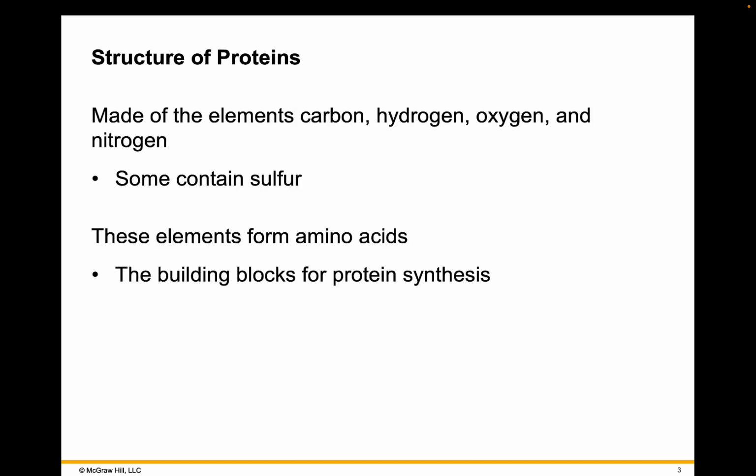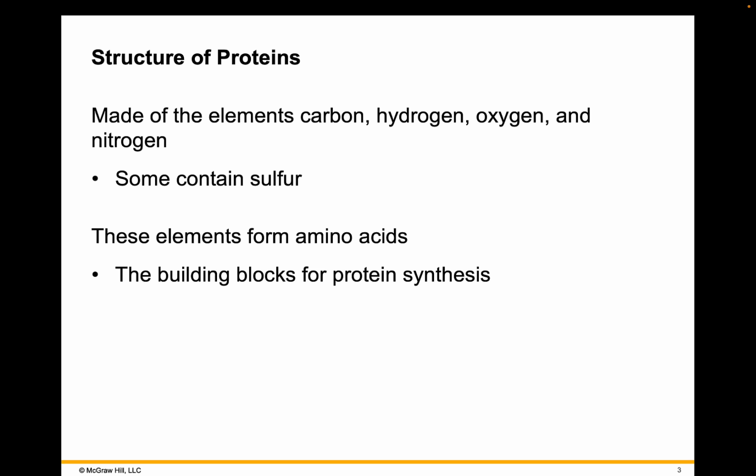Now, when we look at the structure of proteins, one of the things that's going to distinguish protein from any of the other energy-yielding nutrients is going to be nitrogen. We will find, as usual, carbon, hydrogen, and oxygen, but nitrogen, which is going to be found within the amino group, is something that we have not seen to date. We also might find sulfur in some of the proteins.